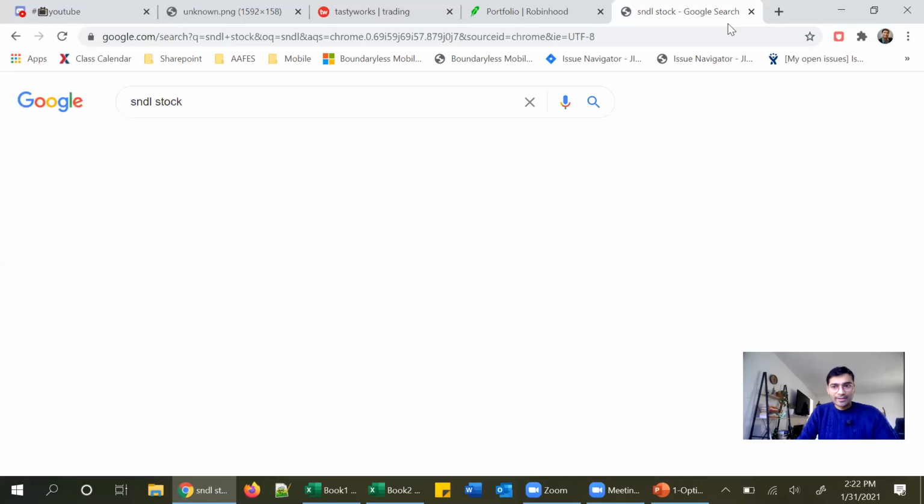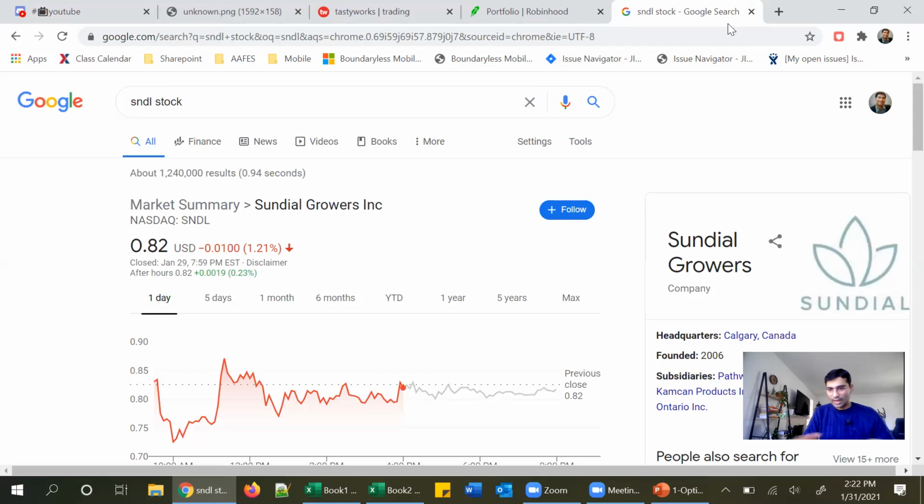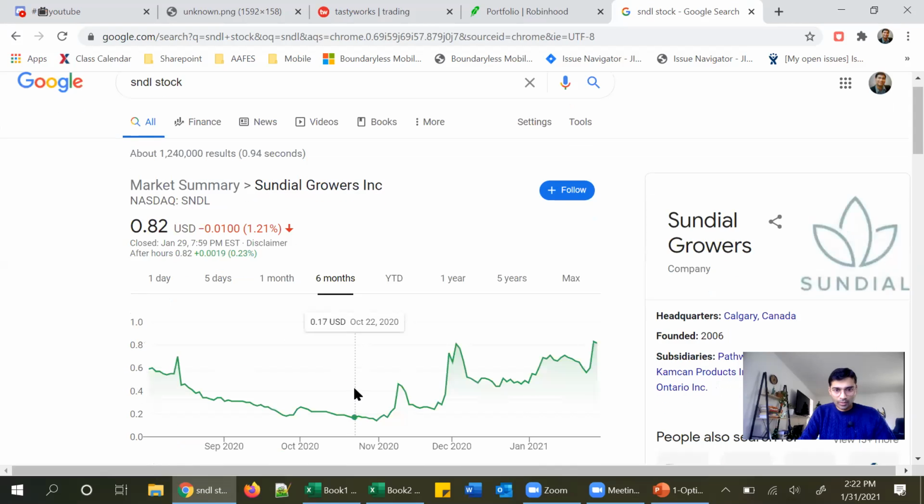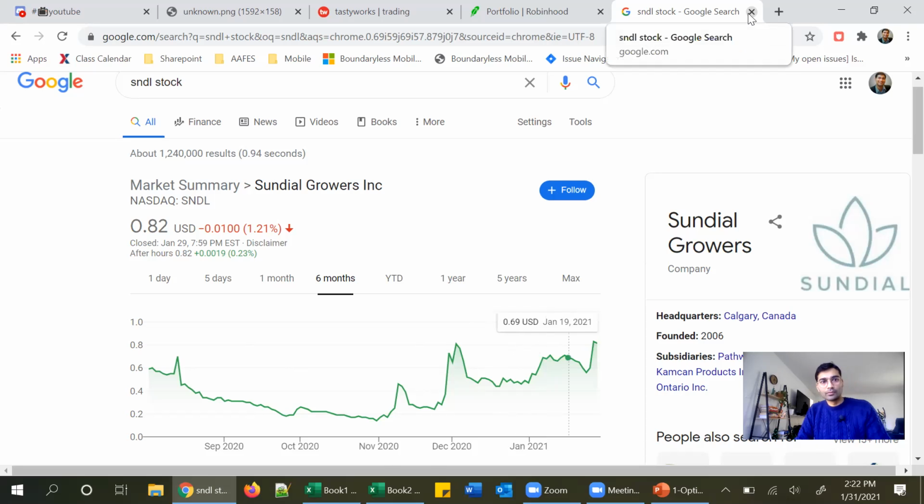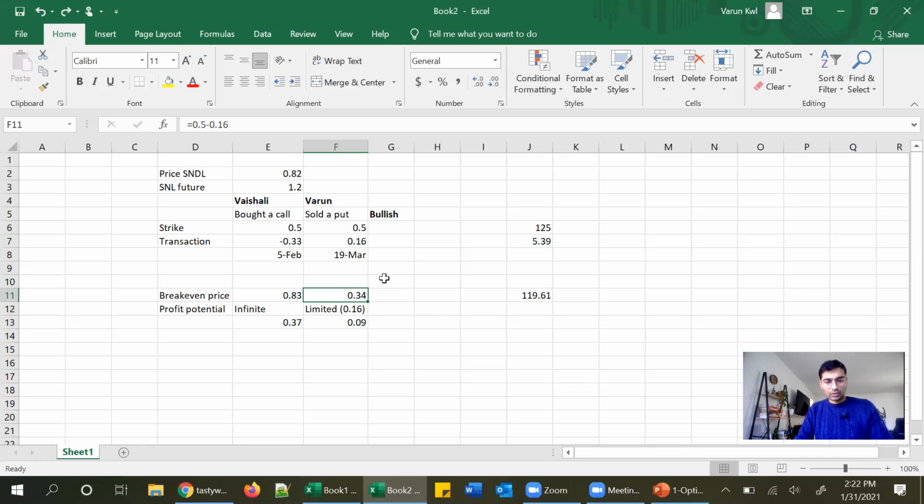Most of my trades are just set. Once I have set them up, I don't try to monitor them too much. If you see the last 6 months, after December it has never gone below that. It can go below that, but now that Biden has come and is pushing this industry, I'm hopeful that it won't go down. So yeah, this is how it is.